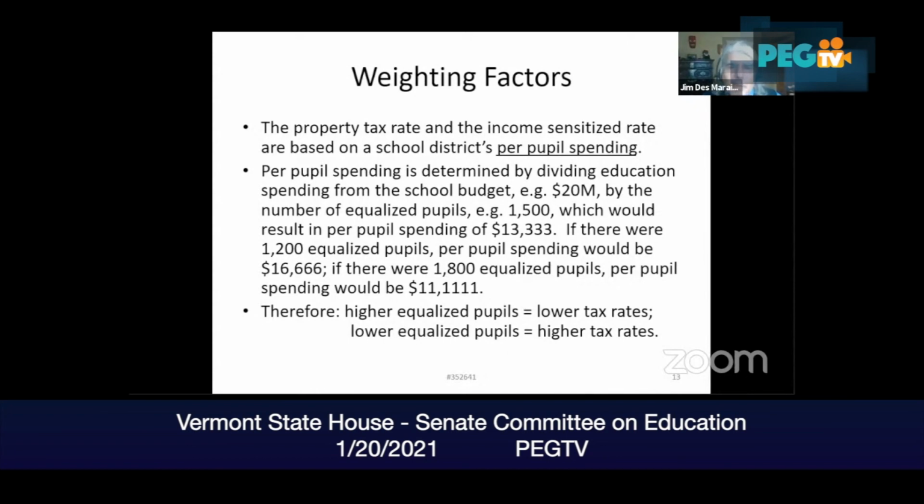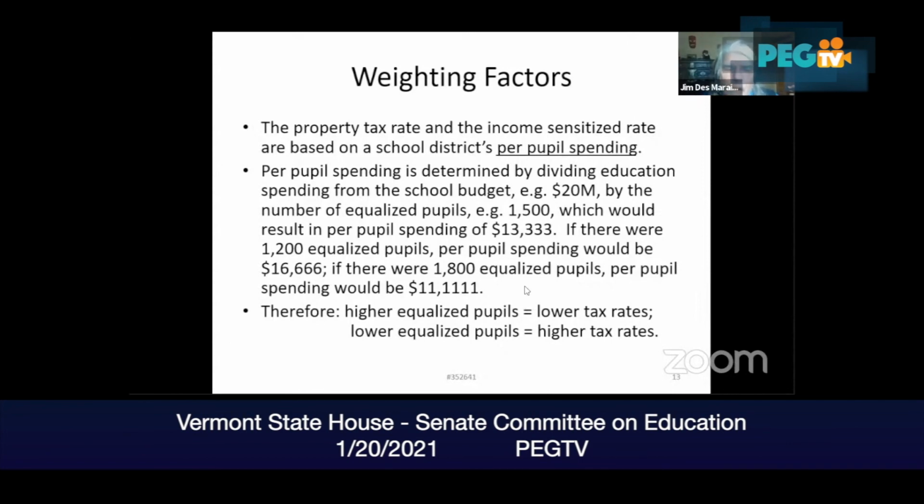So Chloe talked to you today about this, and I won't go into much detail, but just to highlight for you, we know that the property tax rate and the income sensitized rate are based on a school district's per pupil spending. And per pupil spending is determined by dividing education spending from the school budget, let's say 20 million, by the number of equalized pupils, let's say 1,500, which would result in per pupil spending of 13,333. If there were fewer pupils, so 1,200 equalized pupils, per pupil spending would be higher, 16,666. And if there were more equalized pupils, per pupil spending would be lower, 11,111.